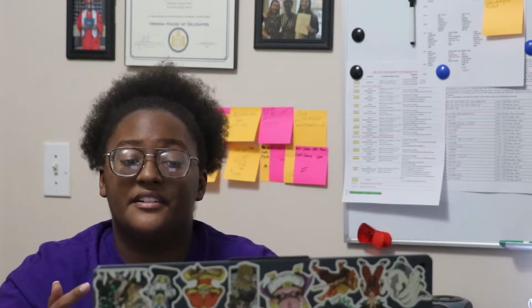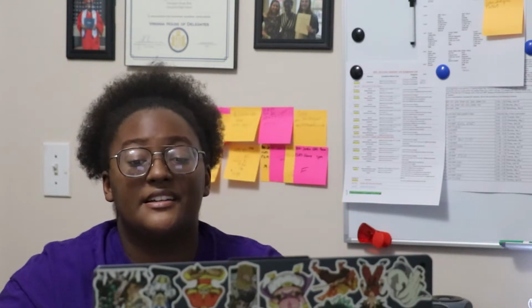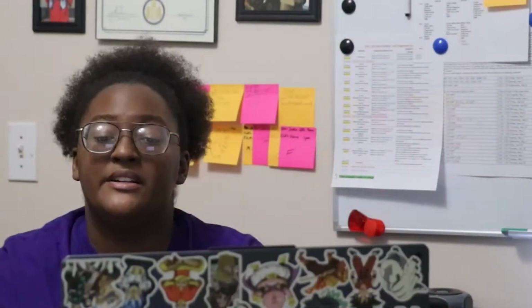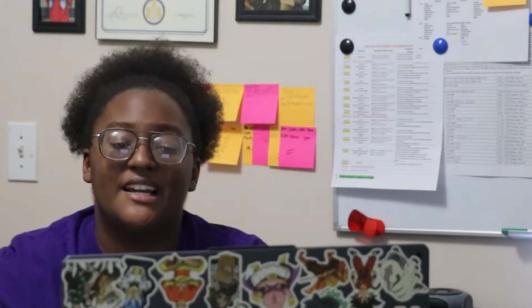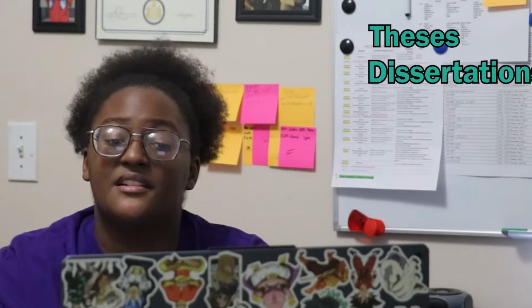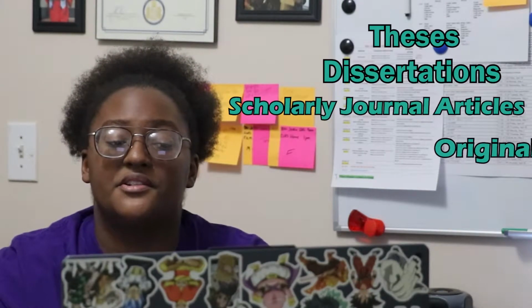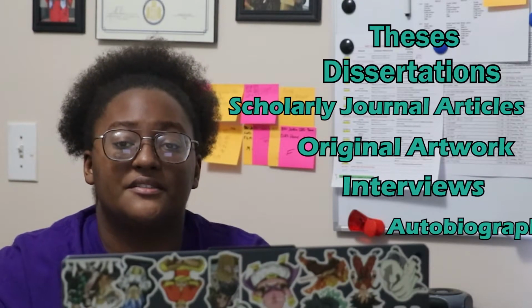First, I'm going to talk about the difference between primary sources and secondary sources. Primary sources allow you to get close to the study or event, so you won't find too many opinions in these types of pieces unless they are from people who were at the event or study when it happened. These sources will be first-hand accounts such as theses, assertions, scholarly journal articles, original artwork, interviews, and autobiographies.